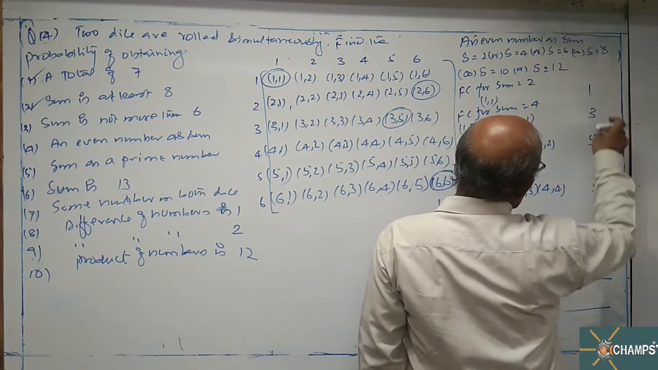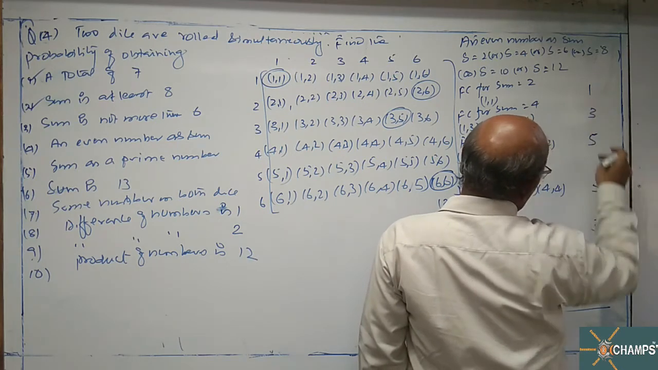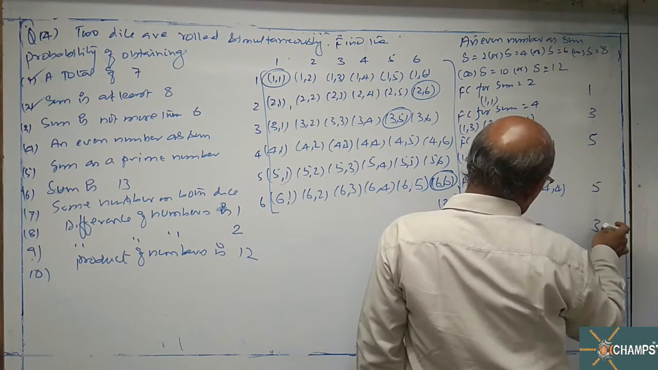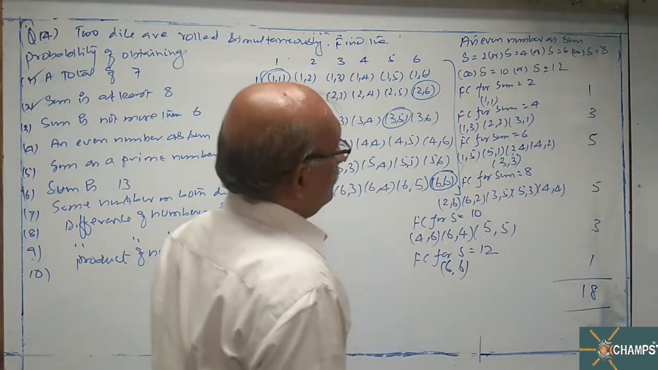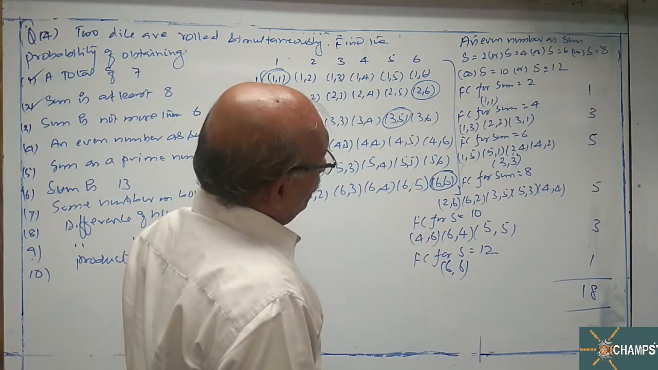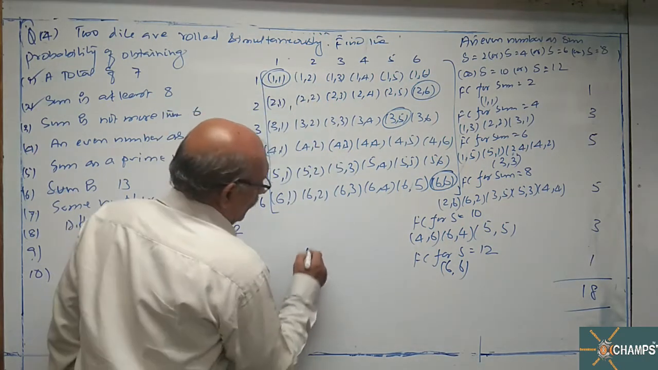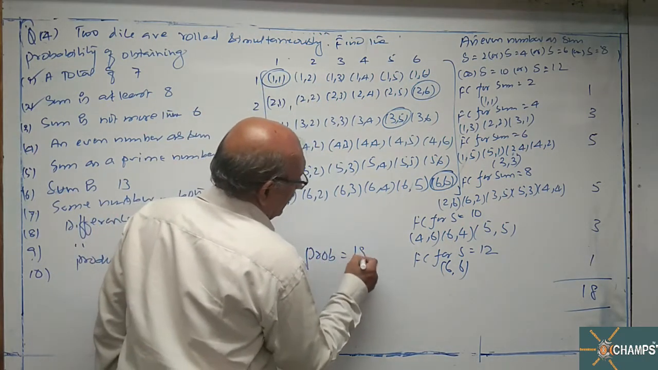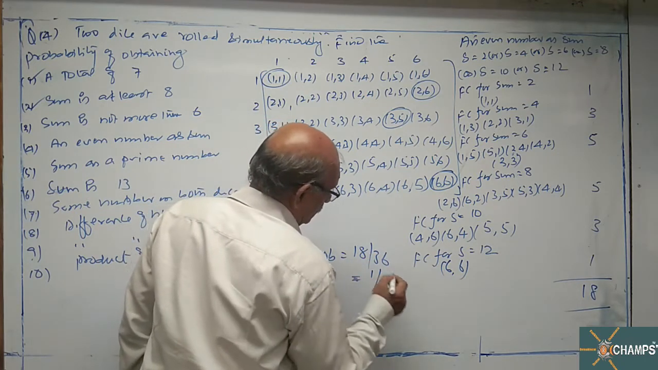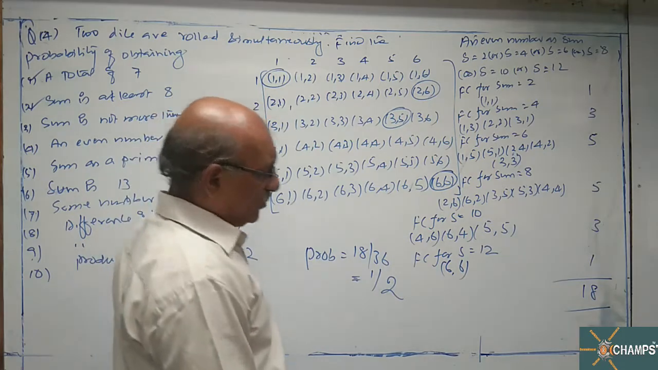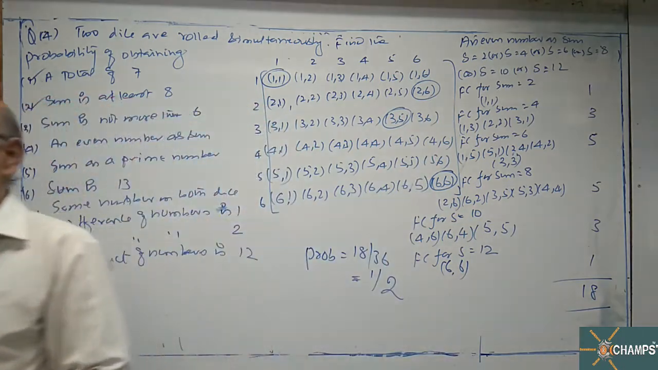1 plus 3, 4, 4 plus 5, 9, 9 plus 5, 14, 14 plus 3, 17, 18. Total favorable cases 18. So probability is equal to 18 by 36, which is 1 by 2. Okay, sir. Note down the solution.